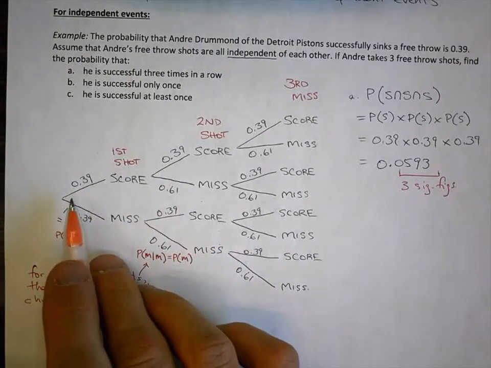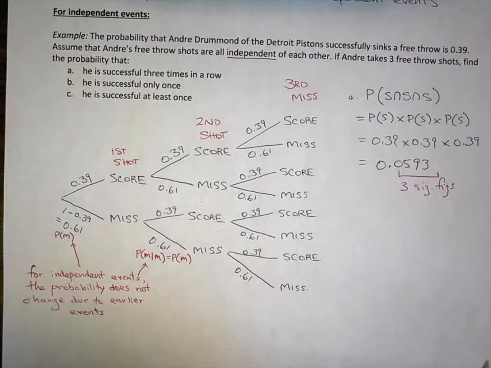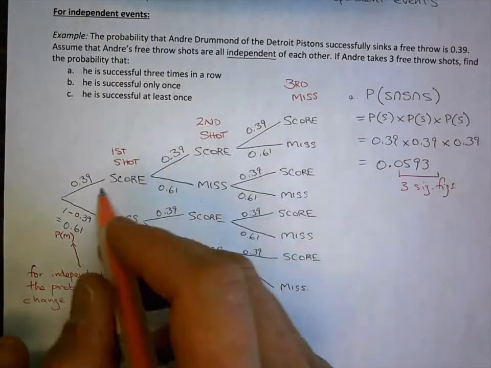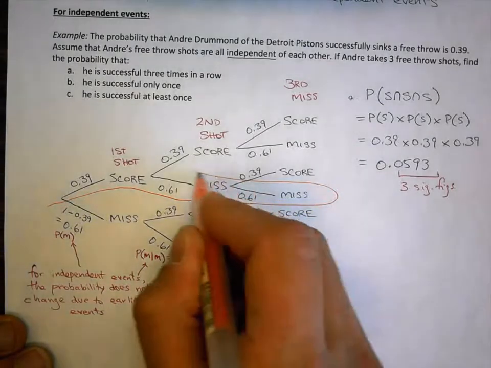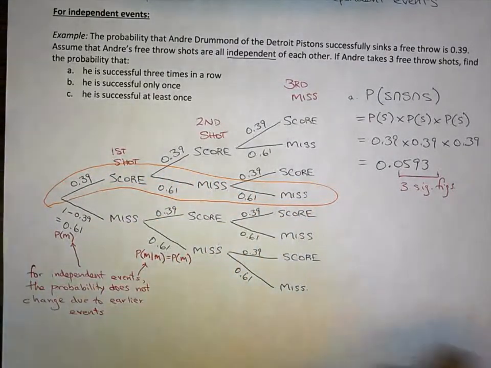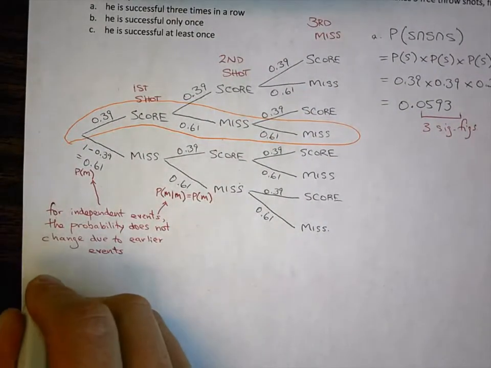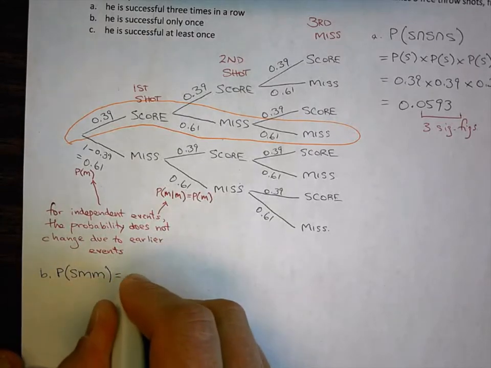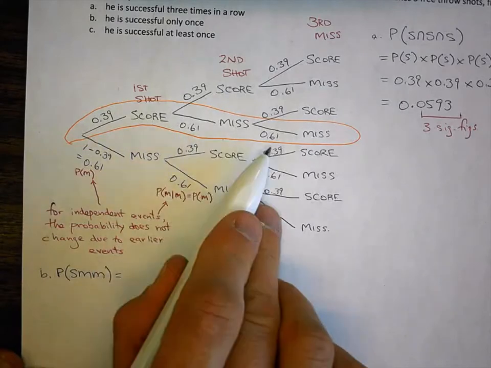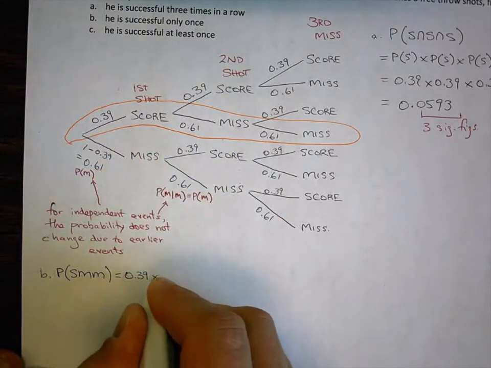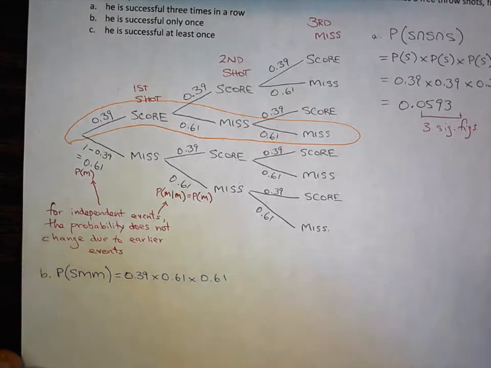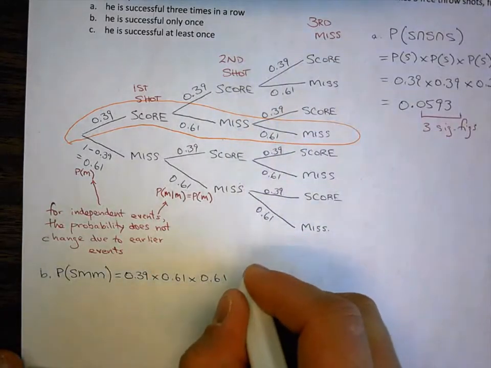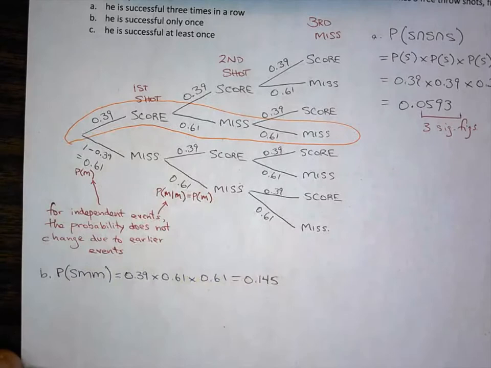Well, he could score, where's my other colored pen? I guess I'll just use this, orange. So he could score, miss, miss. That would be one possibility, right? In that scenario, he is successful only once. So for part B, that would be the probability of score, miss, miss. So that would be a probability of 0.39 times 0.61 times 0.61. And I get 0.145. Okay, but I'm not done yet, right?